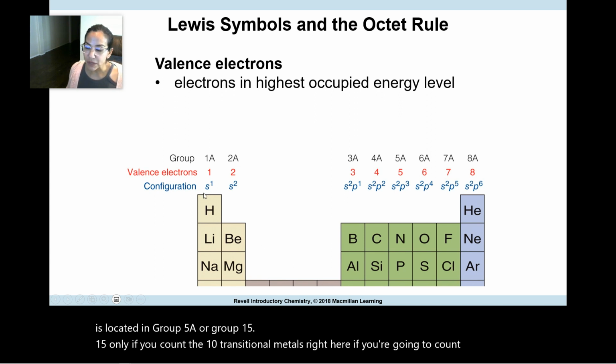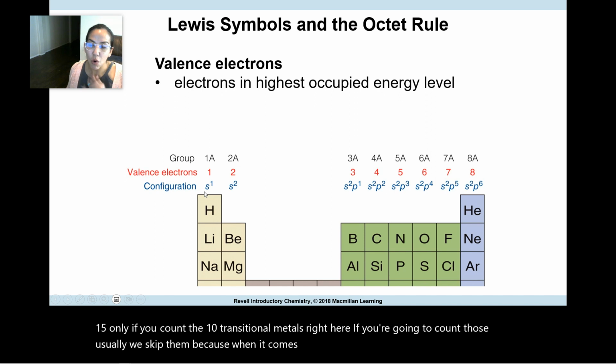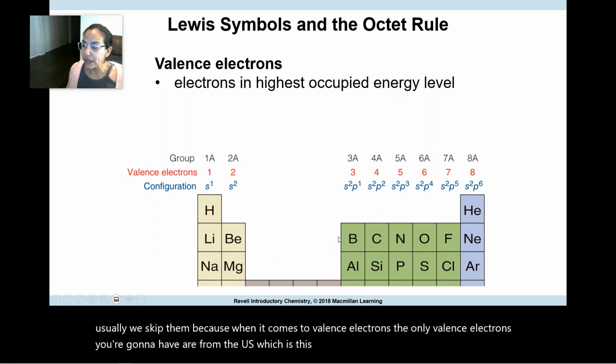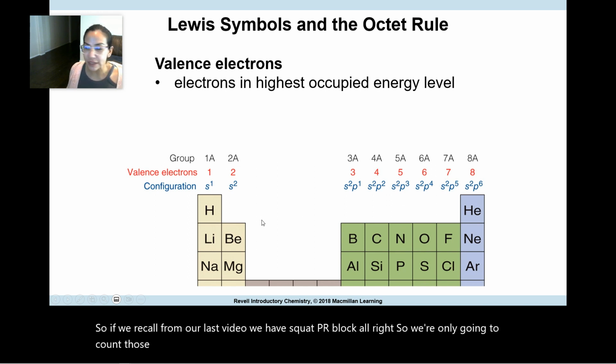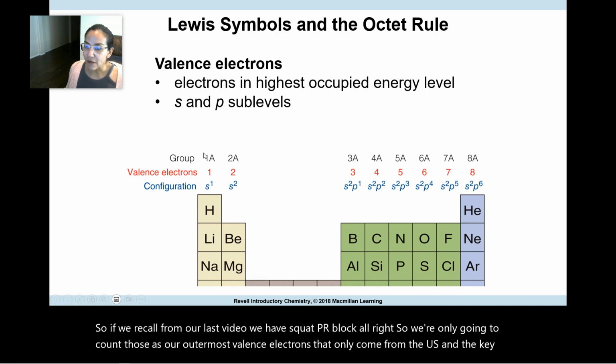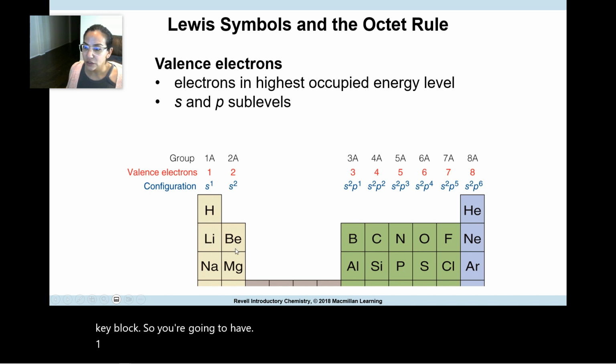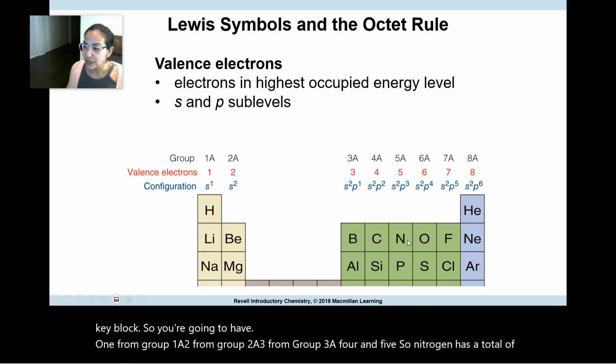Usually we skip them because when it comes to valence electrons, the only valence electrons you're going to have are from the S, which is this one, and the P block, which is this one, right? So if we recall from our last video, we have S block, P block. All right, so we're only going to count those as our outermost valence electrons that only come from the S and the P block. Okay. So you're going to have 1 from group 1A, 2 from group 2A, 3 from group 3A, 4, and 5. So nitrogen has a total of 5 valence electrons.